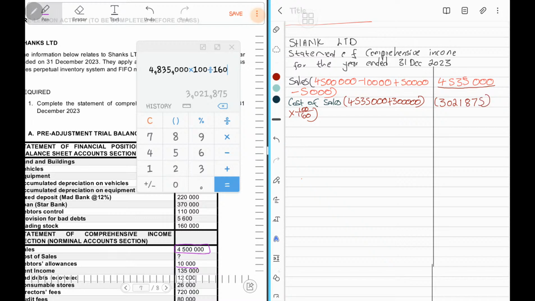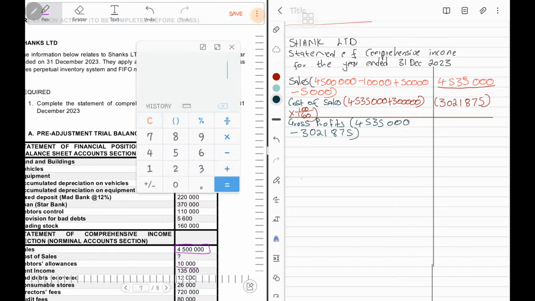Now to find the gross profit, the answer is simple. We take sales, we subtract cost of sales. That gives us gross profit. So we're going to say gross profit, it's sales minus cost of sales. So it will be 4,535,000. Then we subtract 3,021,875. Or maybe I did not calculate well.